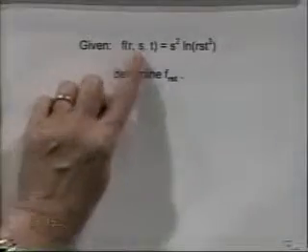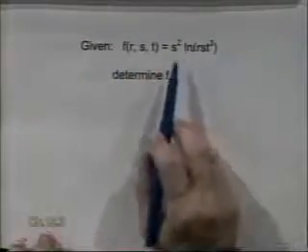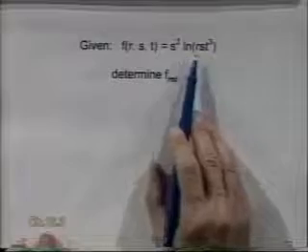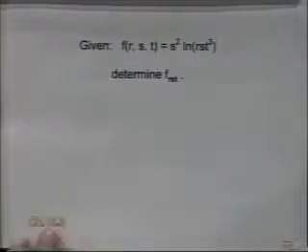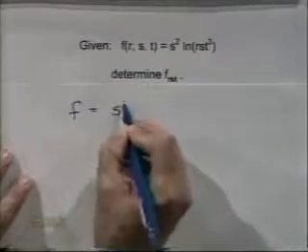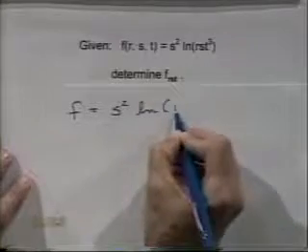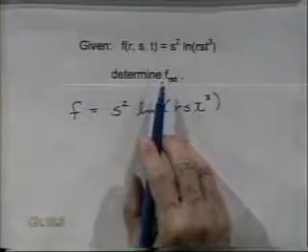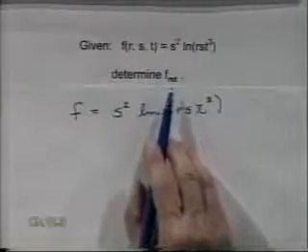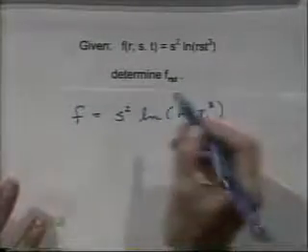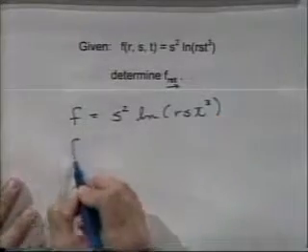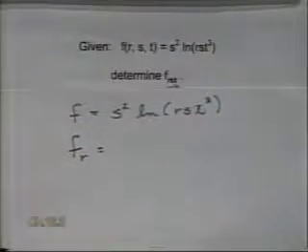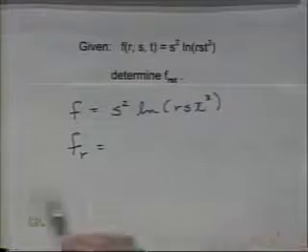F is a function of r, s, and t, where it's s squared times the natural log of r, s, t cubed. So we have, let's write this out, f is equal to s squared times the natural log of r, s, t cubed. And they want me to figure out the partial of f with respect to r, with respect to s, with respect to t. Remember, in this notation, we go this way. So first we have to figure out what's the partial of f with respect to r. Piece of cake here, all right.